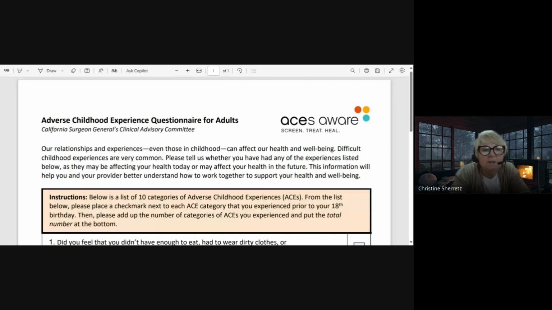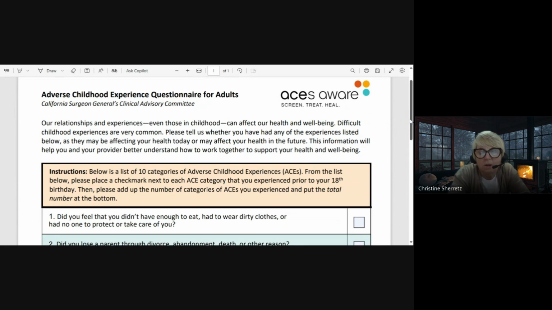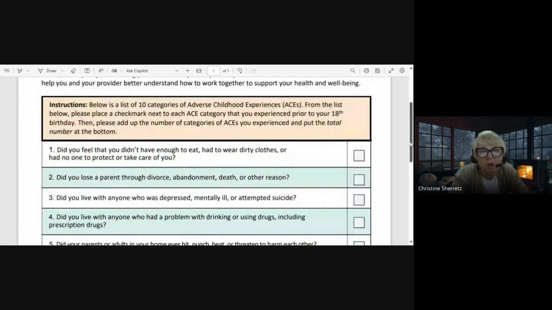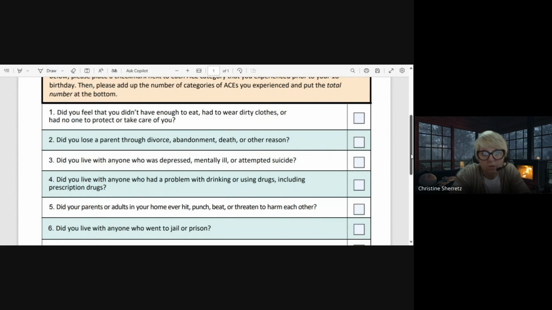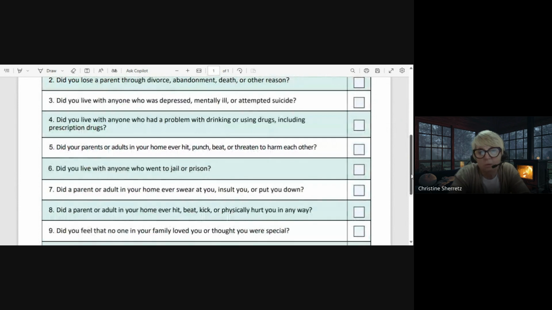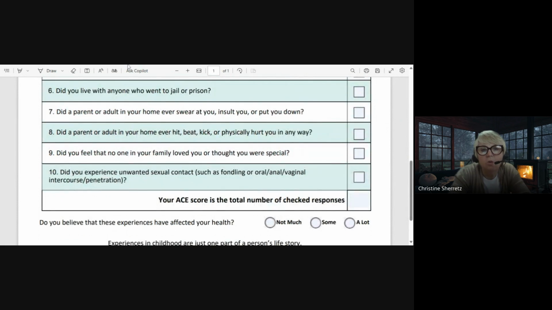Here we go. Okay. So here is the ACEs survey that you can take. You have to answer this question from the list below, place a check mark next to the category that you've experienced prior to your 18th birthday. So you can look at these things, and, did your parents or adults hit, punch, beat, or threaten to harm each other? That would be one. Did you live with someone that was in jail? So this will give you a number, what they call your ACE score.